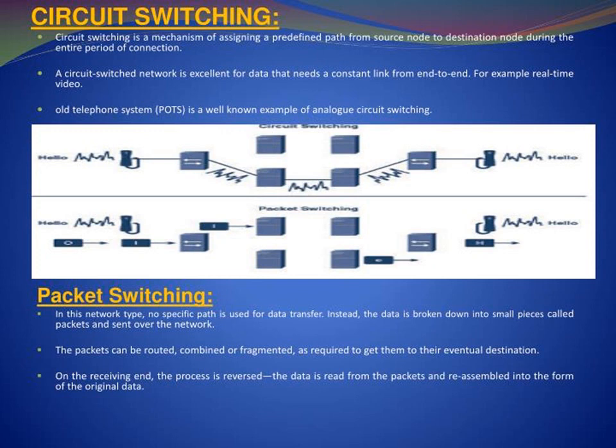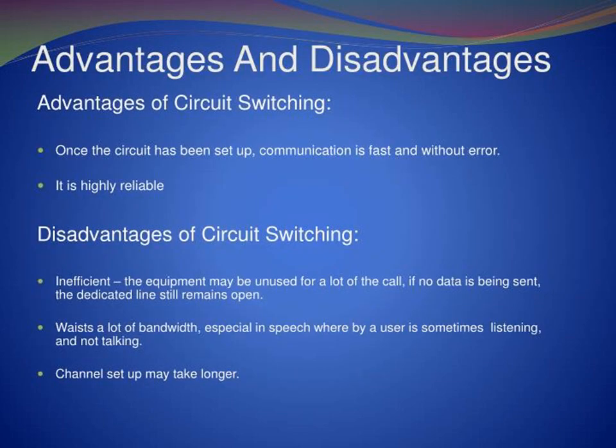On the other hand, we have packet switching. In this network type, no specific path is used for transfer. Instead, the data is broken down into small pieces called packets and sent over the network. The packets can be routed, combined, or fragmented as required to get them to their eventual destination. On the receiver end, the process is reversed. The data is read from the packets and reassembled into the form of the original data.